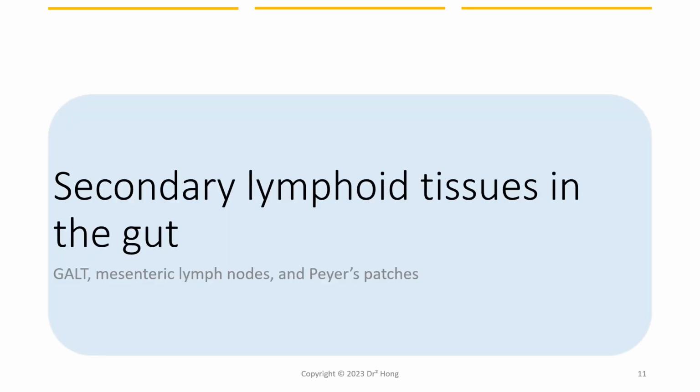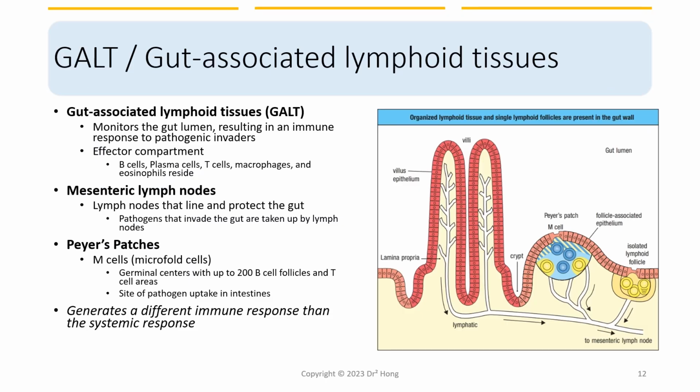So now let's look at the secondary lymphoid tissues in the gut, namely the gut-associated lymphoid tissues, or GALT, mesenteric lymph nodes, and Peyer's patches. The GI tract is defended by various secondary lymphoid tissues. GALT monitors the gut lumen and initiates immune response when there are pathogenic invaders.